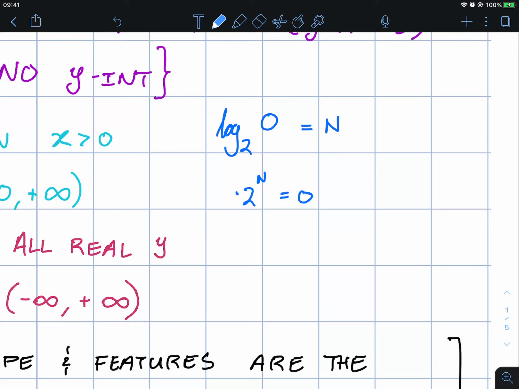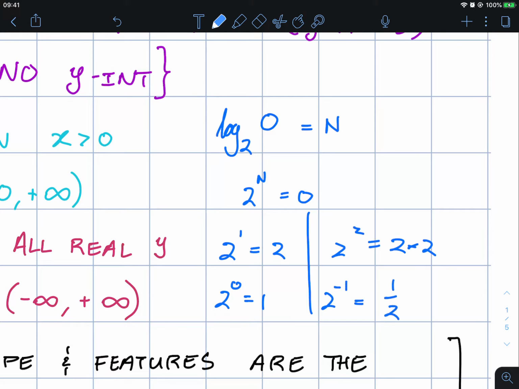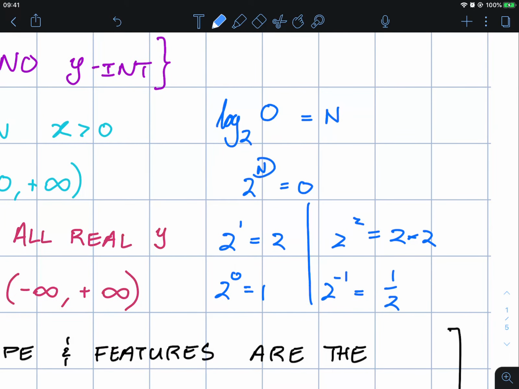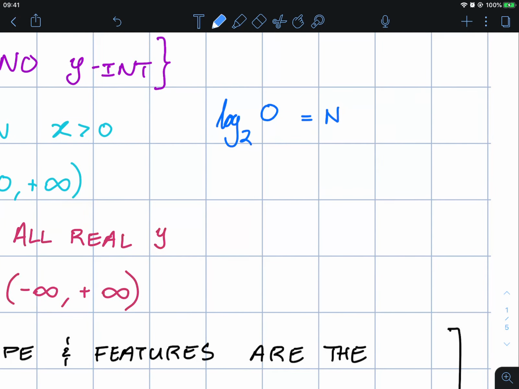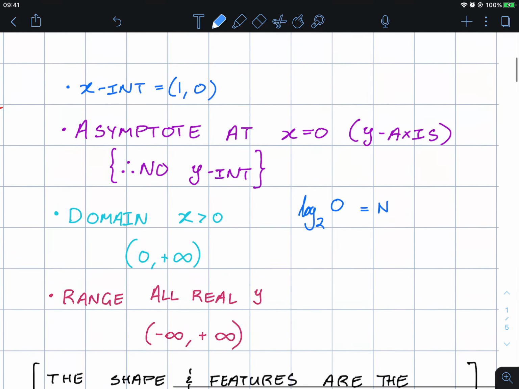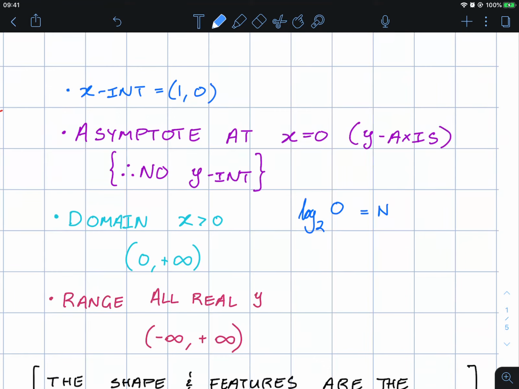Because 2 to the power of 1 is 2. 2 to the power of 0, well, that's 1. 2 to the power of 2 is 2 times 2. Even 2 to the power of negative 1 is 1 over 2. So anything to the power of something will never give me 0. So this actually does not exist. You can try it in your calculator: log base anything of 0. You will get a math error.